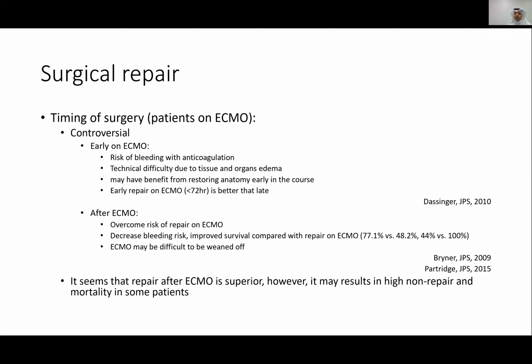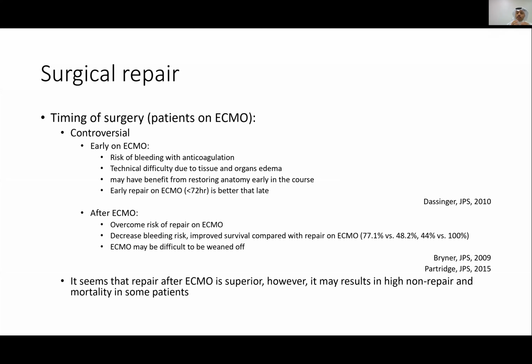So what about patients on ECMO? That's a big debate. If you have a patient who's not doing well, you put him on ECMO, and then what is the best? Is it to operate on ECMO, or to wait until they go off ECMO or get decannulated and then operate after that? The problem with operating on ECMO is there is a risk of bleeding because those patients are anticoagulated. So there's a very significant risk of bleeding. It is technically difficult because the tissues are edematous, the organs are edematous, so it is challenging to some extent. There is a potential benefit, which is to restore the anatomy, which may help them come off ECMO.